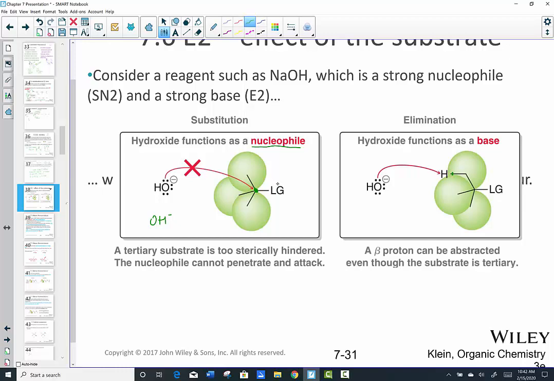Notice this substrate, the alkyl halide, and look and see what's happening. You have a big bulky group here.